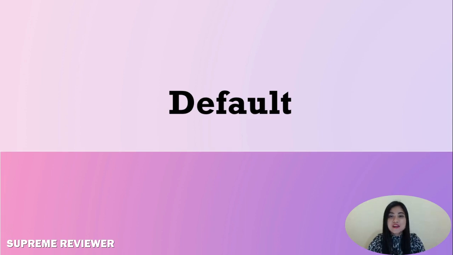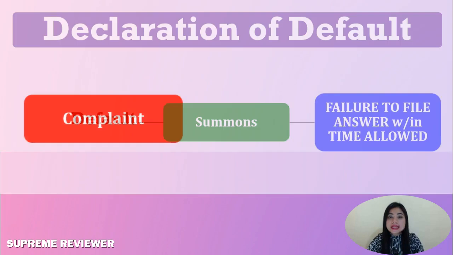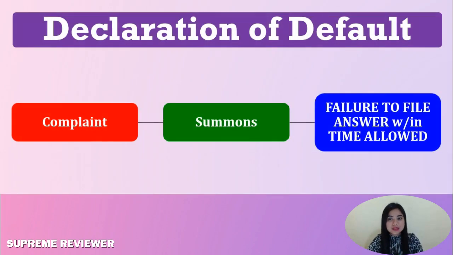Default. Default is the failure of the defendant to answer within the proper period. The rules provide that the defendant shall file his answer to the complaint within 15 days after service of summons, unless a different period is fixed by the court. When the defendant is served with the summons and a copy of the complaint, he or she is required to answer within 15 days from the day he or she was served with the summons.